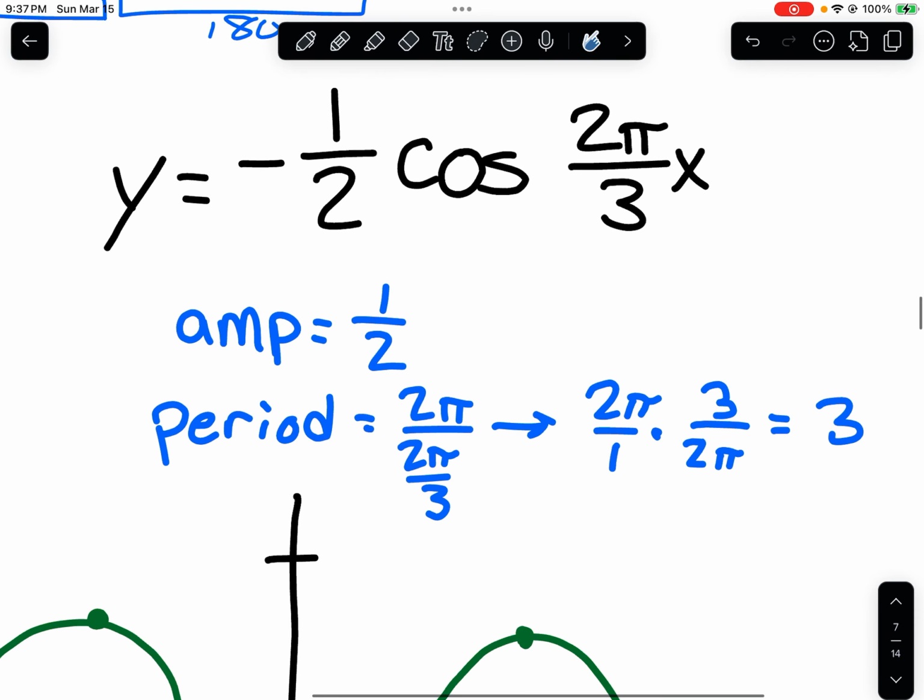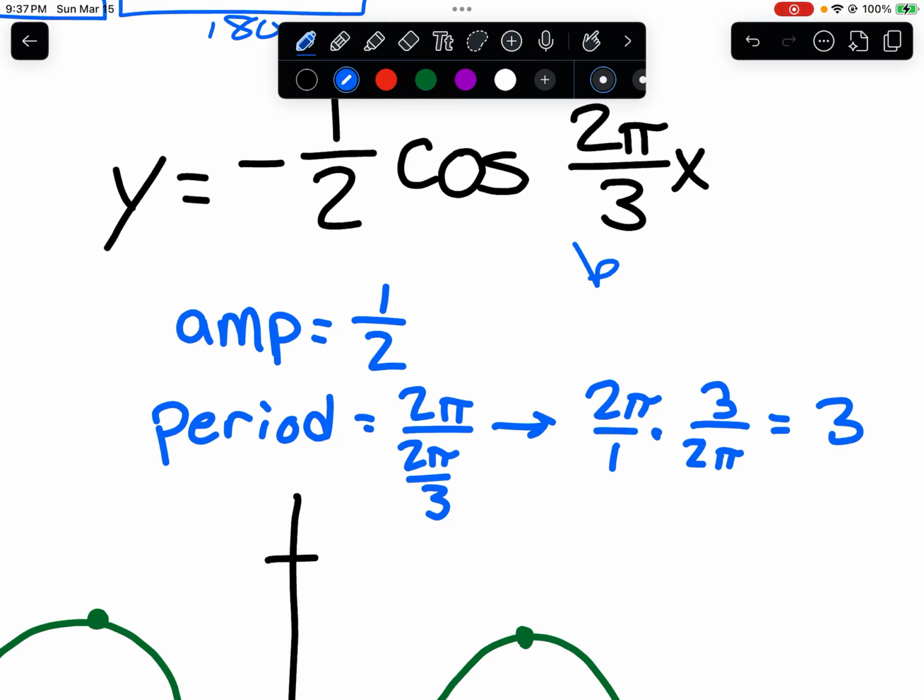Okay. So there's a sine function. If we switch it to a cosine function, again, not a lot is going to change. Our amplitude is still the number in front of our cosine. Again, I would just write it as the positive, so even though it is negative 1/2, my amplitude is still positive 1/2.